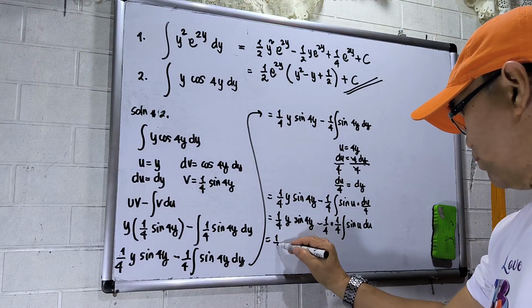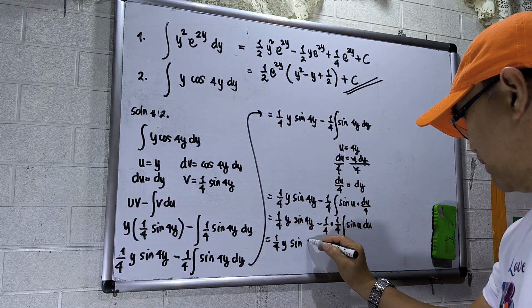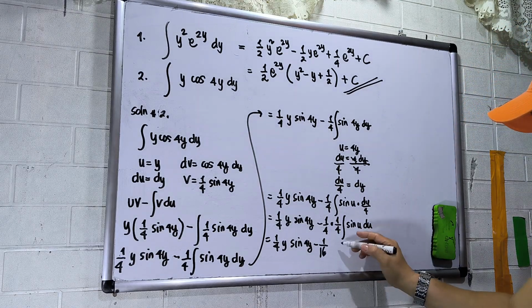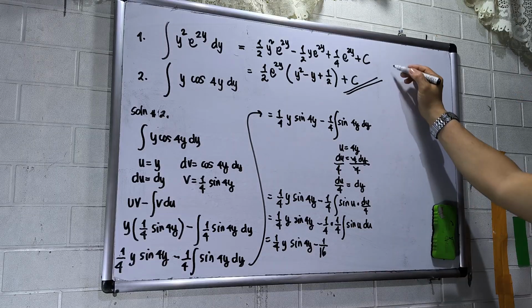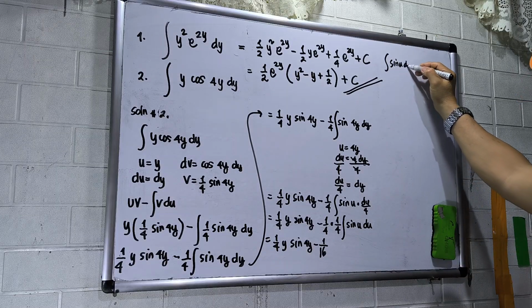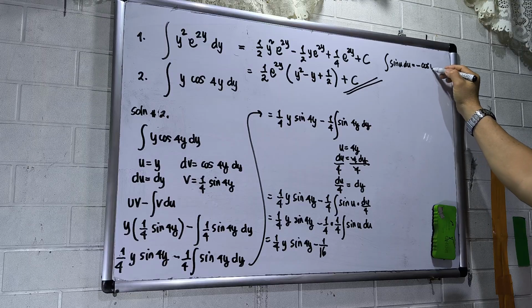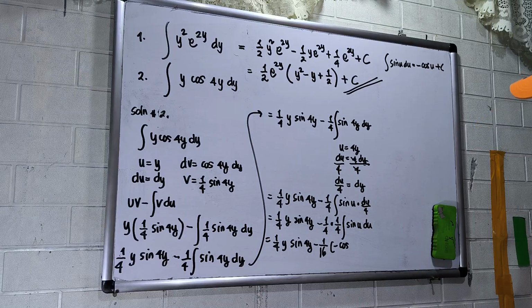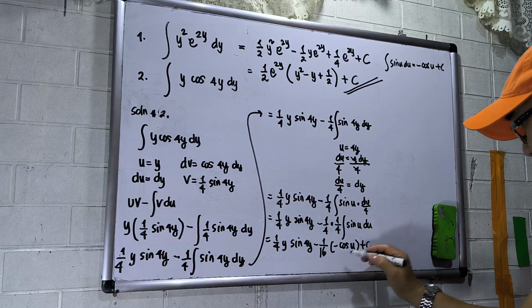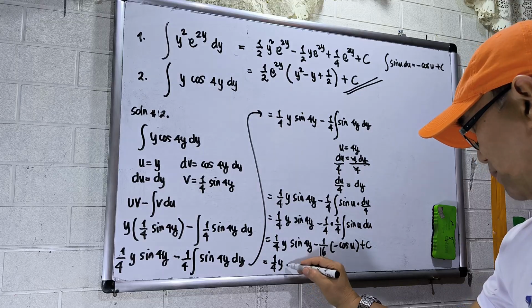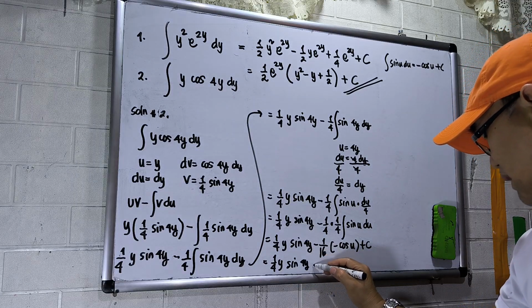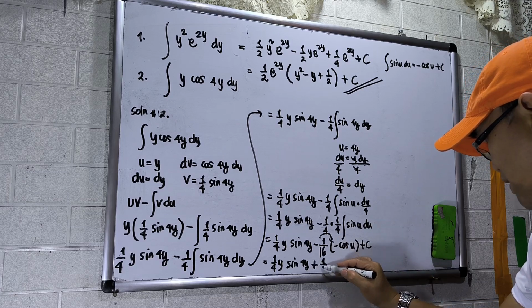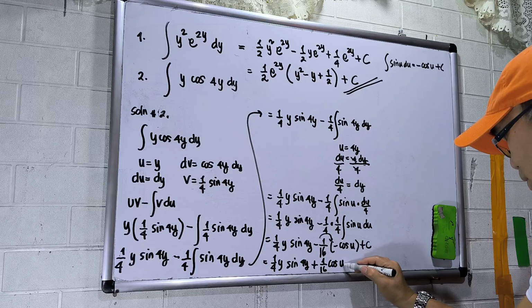Okay? So this will be 1/4 y sine 4y. Then this will be 1 times 1, that's 1. 4 times 4 is 16. Then integral of sine u. Take note, integral of sine u du is equal to negative cosine u plus c. So this will be negative cosine u plus c. So this will be 1/4 y sine 4y minus minus, that will be positive, 1/16 cosine u plus c.